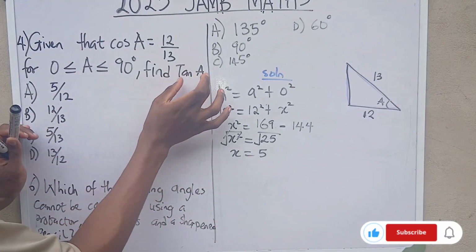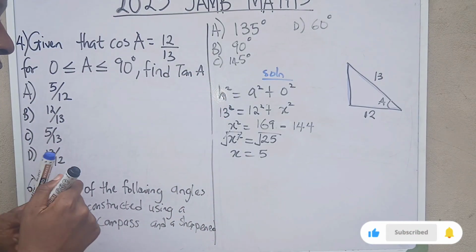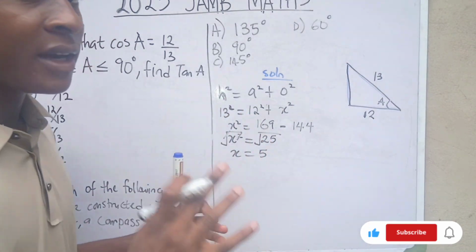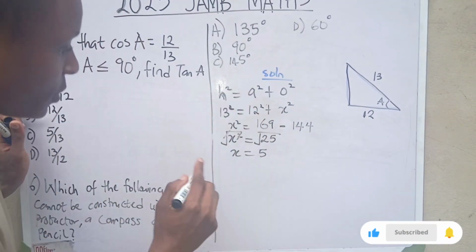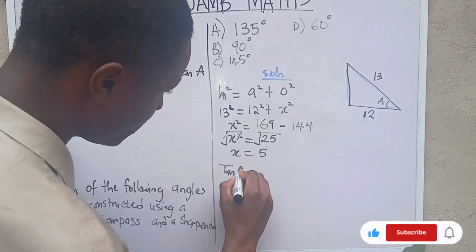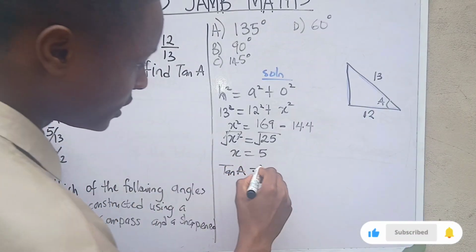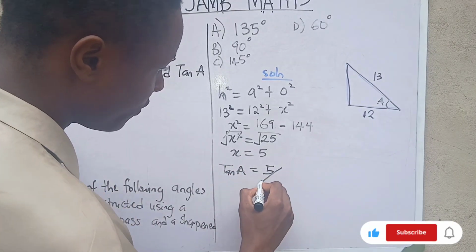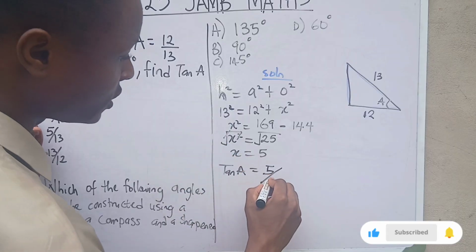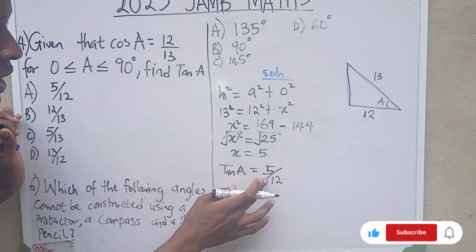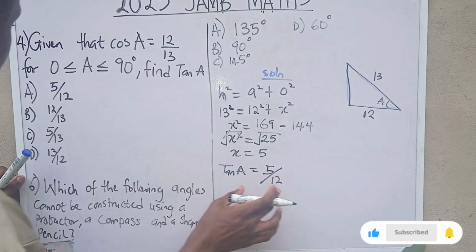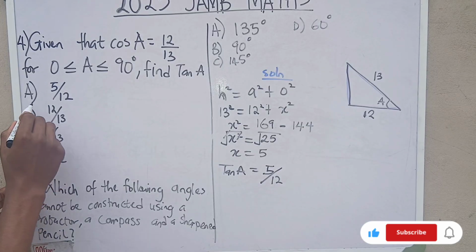We are now going to find tan A. What is tan A? Tan A is opposite over adjacent. So what is the opposite? 5 over our adjacent, which is 12. So our tan A is 5 over 12. Now going here, 5 over 12 is option A.